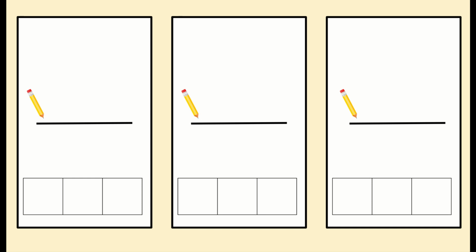All right, let's try the next word. The next word is cat. Remember to say it slowly and listen for the sounds. Cat. Now write the letters that represent the sounds you hear in the word cat.